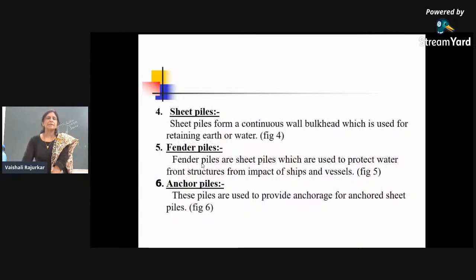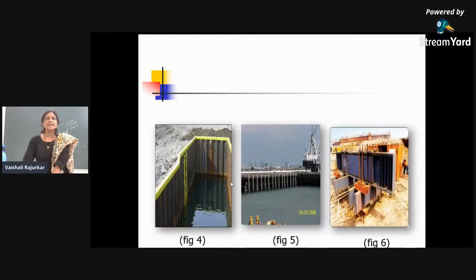Then third is the fender pile. Fender piles are the sheet piles which are used to protect waterfront structures from the impact of ships and vessels. So you can see this is a harbor structure, and these are the fender piles. You can see these are the fender piles. These fender piles basically protect the main structure from the impact of load.